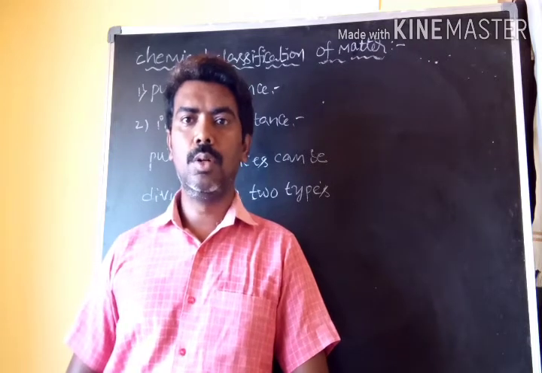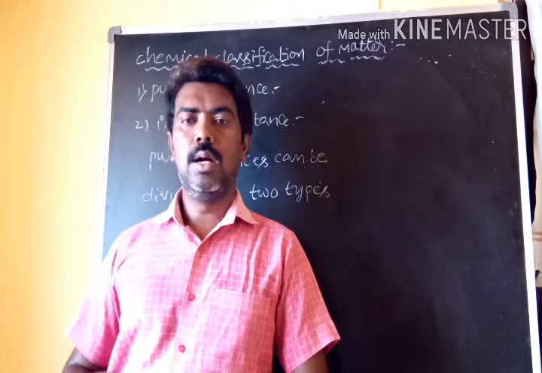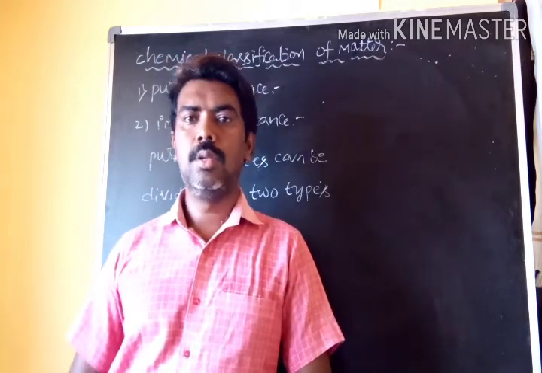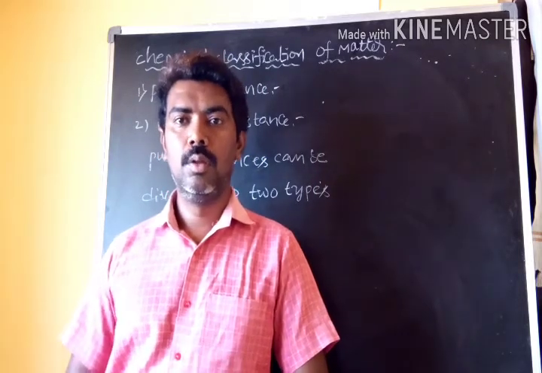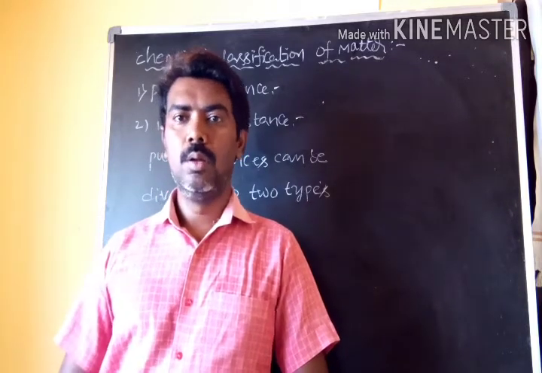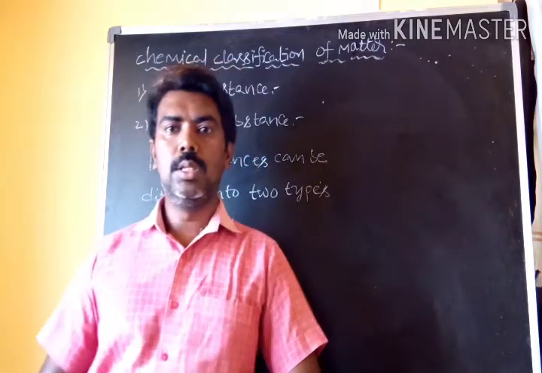What are some example elements? Hydrogen, helium, lithium, beryllium, boron, oxygen, nitrogen, calcium, titanium. These are all different types of elements. Nowadays 118 elements are available in the periodic table.